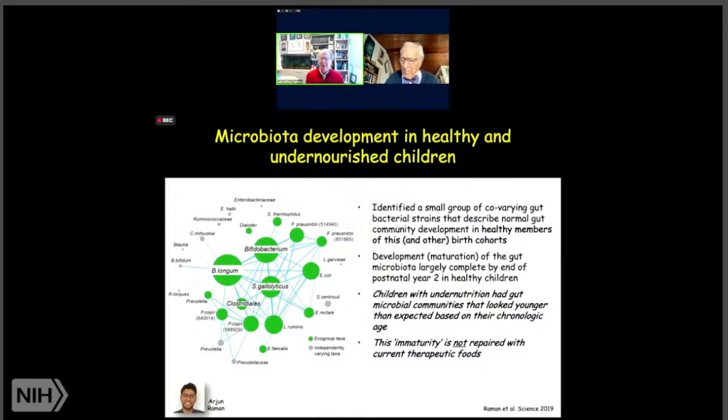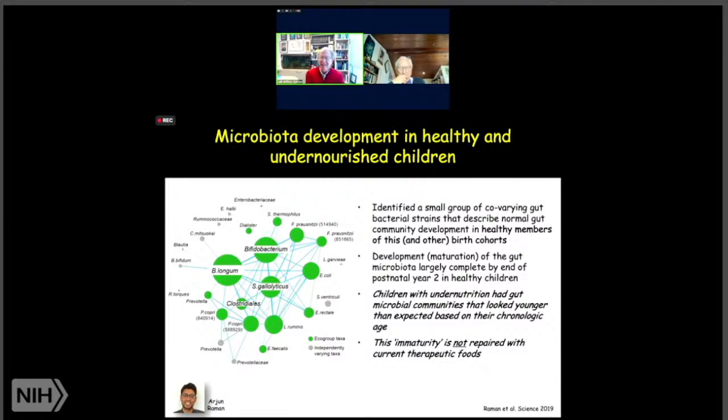Using this eco group, we were able to discern that children with undernutrition had gut microbial communities that looked younger than you would expect based on their chronological age. This can be viewed as a microbiota immaturity. And the degree of immaturity was greater in children with moderate acute malnutrition, those having WLZ scores between -2 and -3, than in children with severe acute malnutrition, those having WLZ scores that were more than 3 standard deviations from the median of the WHO reference birth cohort.